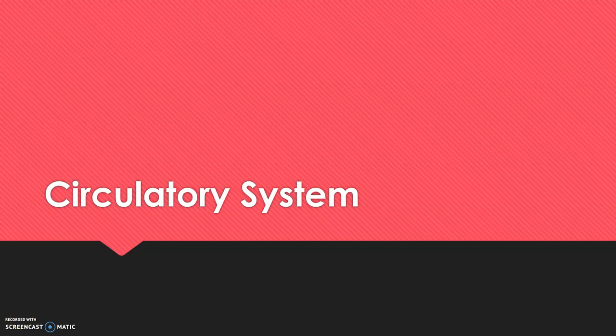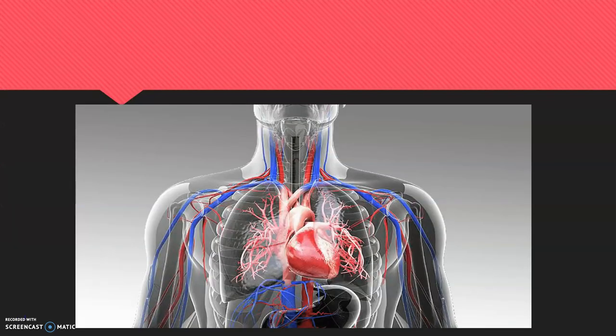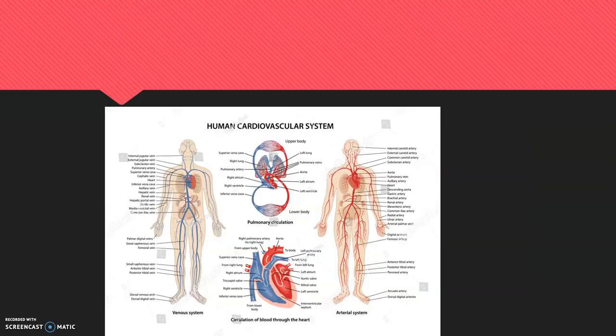Hello, today we're going to be talking about the circulatory system or the cardiovascular system. You can see that the circulatory system provides a way for the blood to be transported throughout the body. This is going to provide nutrients to the cells and allow the waste to be removed. It is a closed circulatory system, so that means that there's a heart, we have blood vessels, and blood.